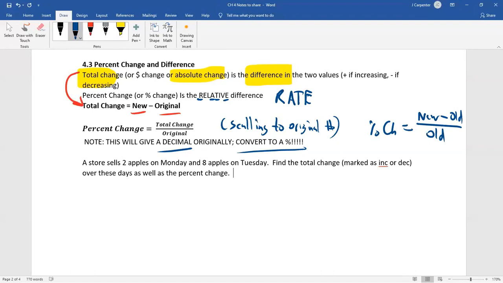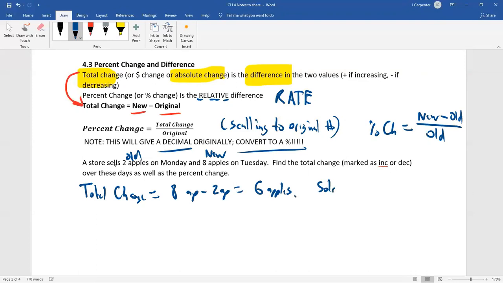I said that wrong. That would have been the last section material. This is something completely different. We're trying to find the change, the total change, the percent change. So the 2 apples on Monday, assuming Monday comes before Tuesday, we're in the same week, this would be the old. The 8 apples on Tuesday would be the new. So your total change is the new minus the old. 8 apples minus 2 apples, which would be 6 apples. So that means we sold 6 more apples on Tuesday.